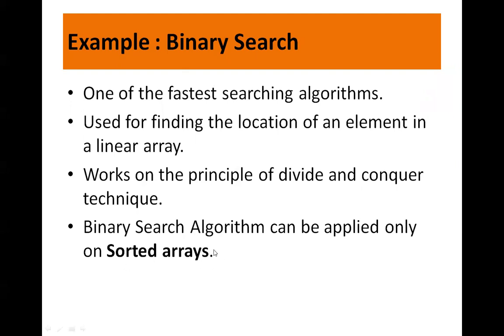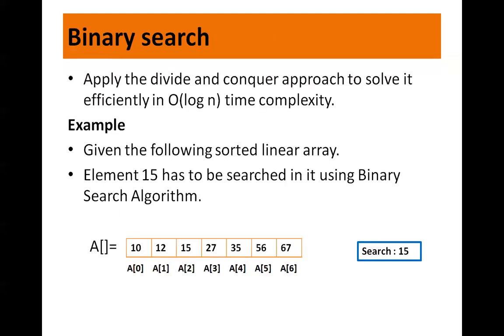Remember, sorted arrays, or it can be a list also if you're talking about Python. These are in bold because binary search cannot be applied to any list of items. The list of items must be in some sorted order, either ascending or descending. So binary search applies the divide and conquer approach to solve it efficiently, and it will give you a complexity of big O of log n, which is quite good as compared to linear search. Linear search gives you a complexity of big O of n, and binary search complexity is big O of log n. Now let us look at an example so the concept is more clear.